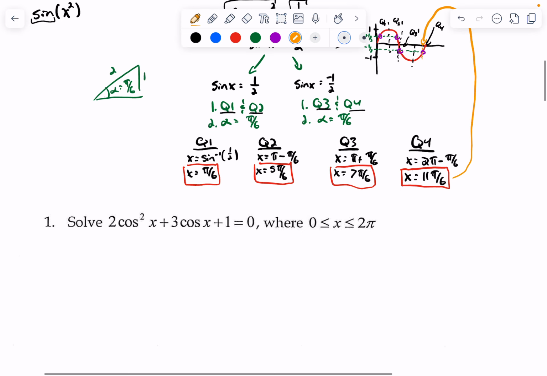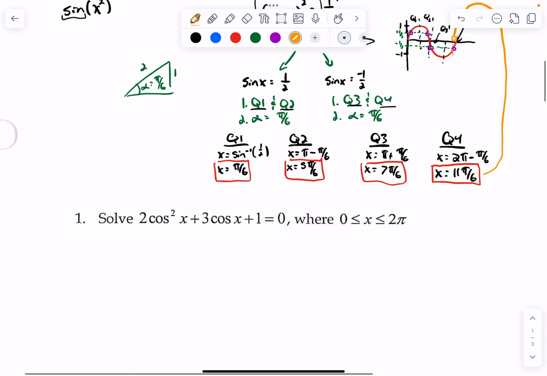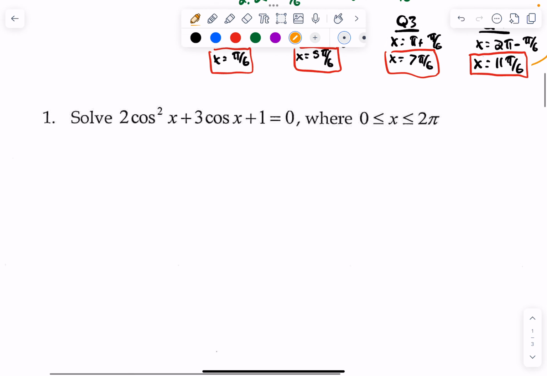Question number 1. Oh, I thought this was 1. Okay, well, anyways, question number 2/1. All right, solve 2 cos squared x plus 3 cos x plus 1 equaling 0 in this domain right here, okay? So what values of x or angles on essentially the normal unit circle could you plug into these cos ratios here and get an output of 0?